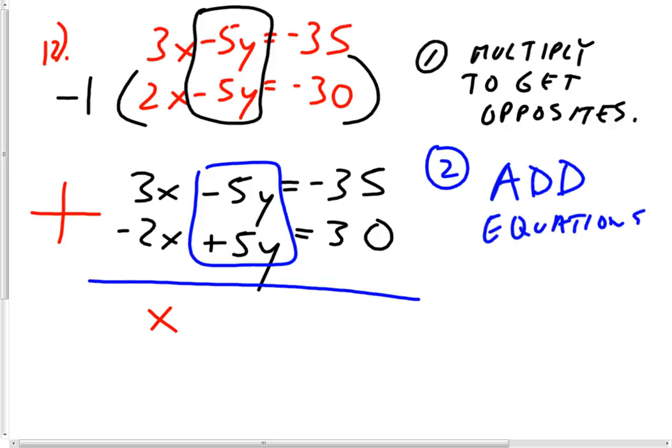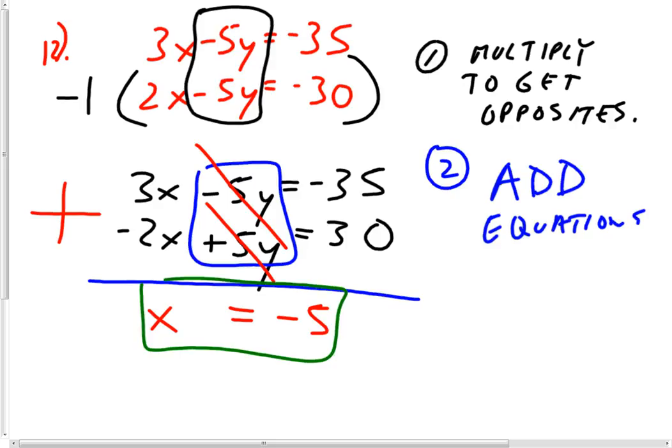What happened here? What's the title of this paper? What's the one word? Elimination. Elimination. You just eliminated the y from the scenario. What is negative 35 plus 30? You've got half credit already. You've got one of the variables that you were looking for.